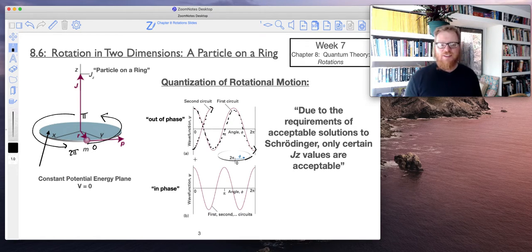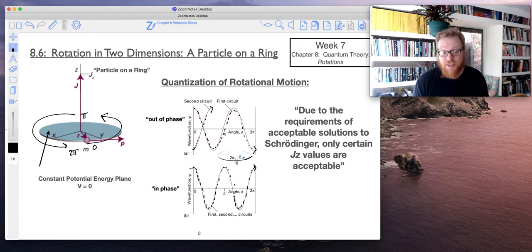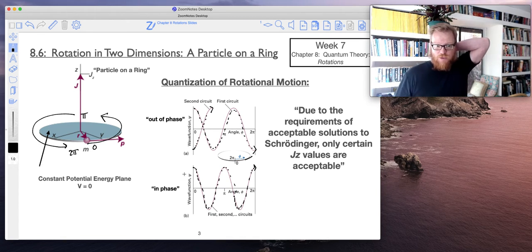So what we have to do instead is have in phase rotation, where if I start up here and go through my first full circuit from 0 to 2 pi, I have to end up where I started. Because now when this goes to its next loop, it's going to be single valued. So this is our main boundary condition requirement in the particle on a ring problem: we have to have in phase rotation. So due to the requirements of acceptable solutions to Schrodinger, only certain JZ values are acceptable.